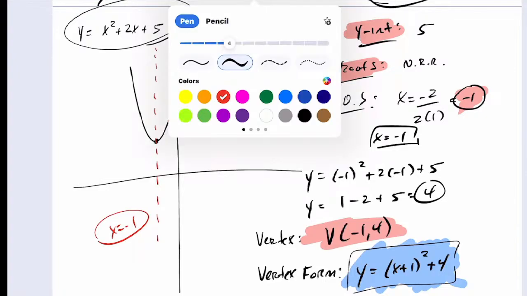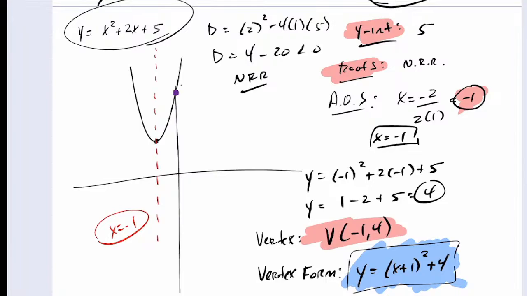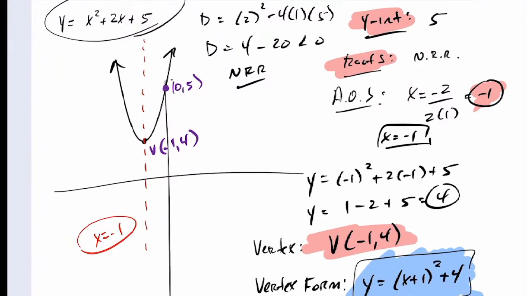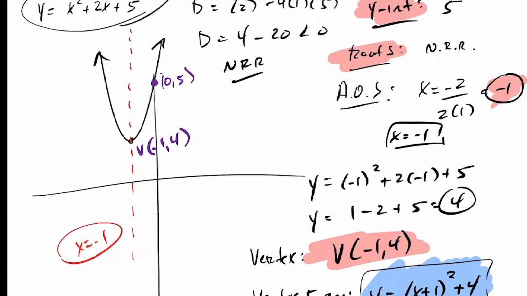That's it. If you want to, you can see we cross the y-axis, so I know this is the point (0, 5). I know I have my vertex here of negative 1 and 4, and there's not really much else to label on this sketch here. I've kind of got everything. Right, so that is that one.